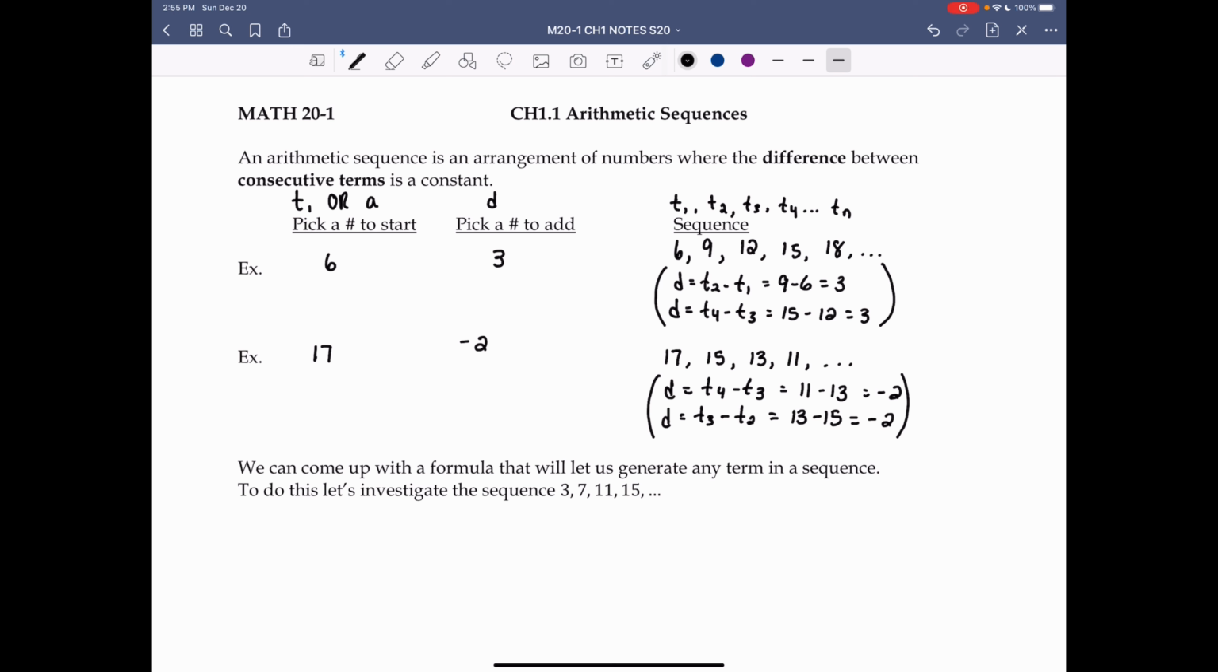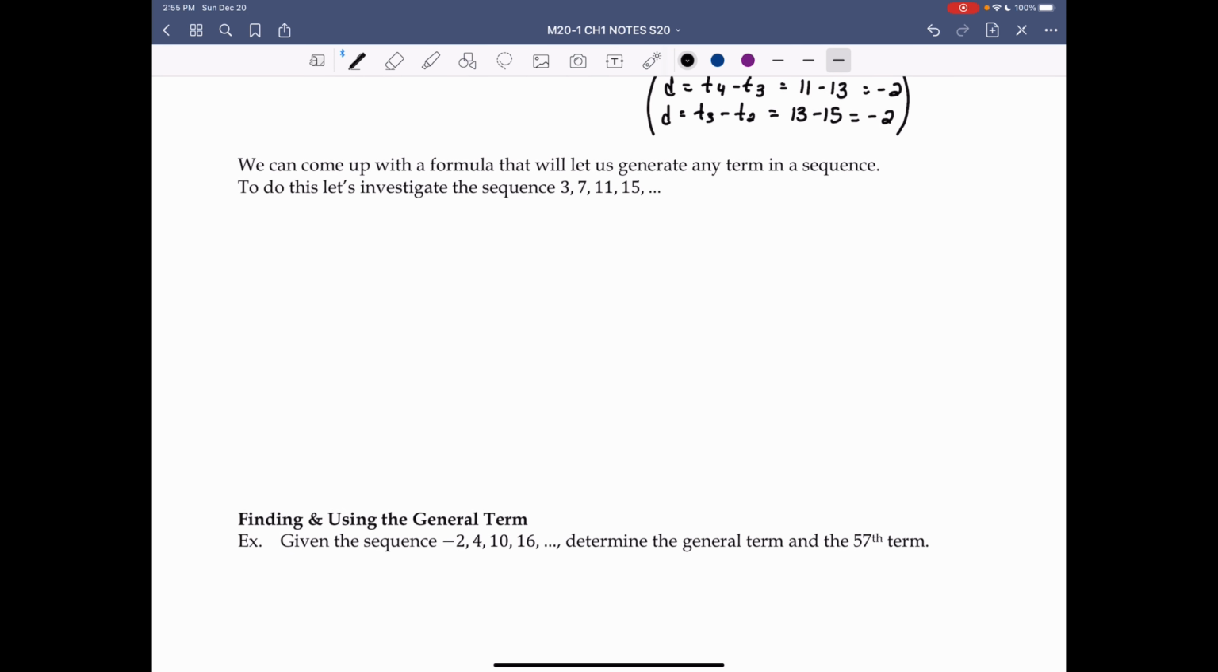We can come up with a formula that will let us generate any term in a sequence. To do this, let's investigate the sequence 3, 7, 11, 15, etc. Term 1, the first term in the sequence, is 3. The difference, D, take two consecutive terms and subtract them, so I could take 11 minus 7, which equals 4. So my D value is 4.